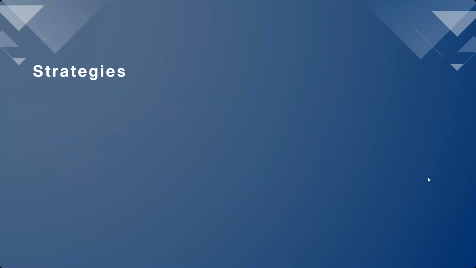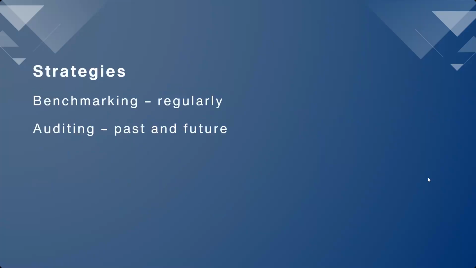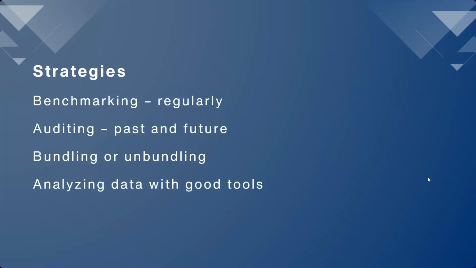So the strategies that you should be putting into play, and the main message, is that you should be benchmarking regularly for each of these individual cost categories below the gross margin line. And you should be auditing your bills, not just the future or what's going on this month, but looking at those past bills, determining what the future bills are going to look like, or those contracts that are going to generate those bills in the future. You should be determining, should I be unbundling or bundling? Should I be doing more at once or doing one-offs? Those are all things that you need to look at as well. And it all comes down to analyzing the data that's in front of you, and with good tools.